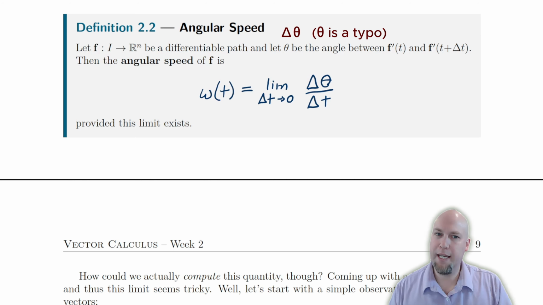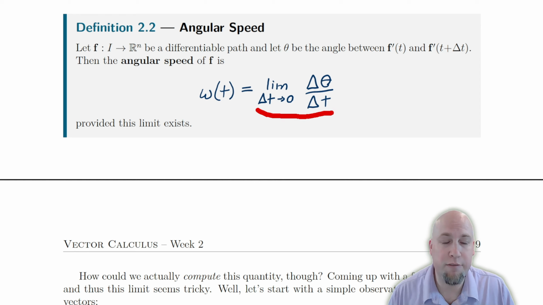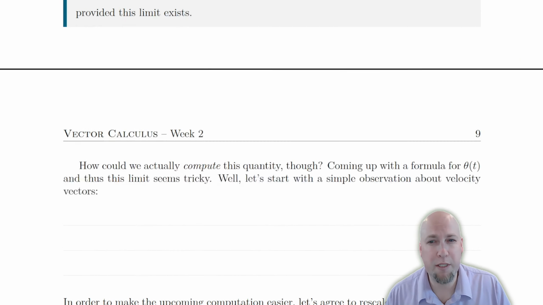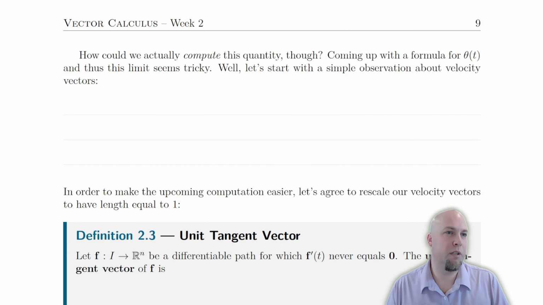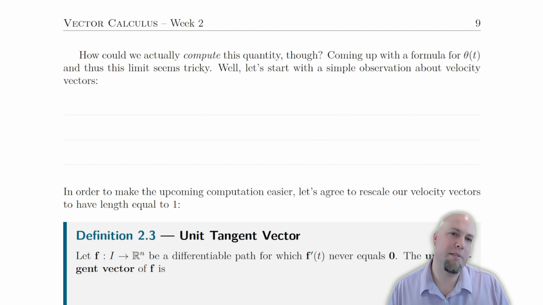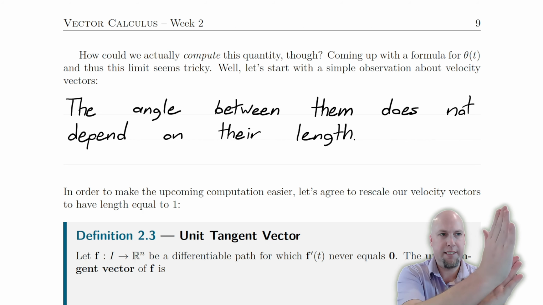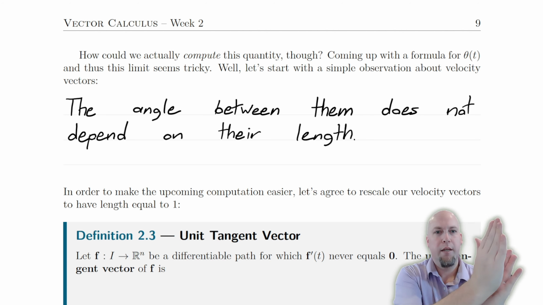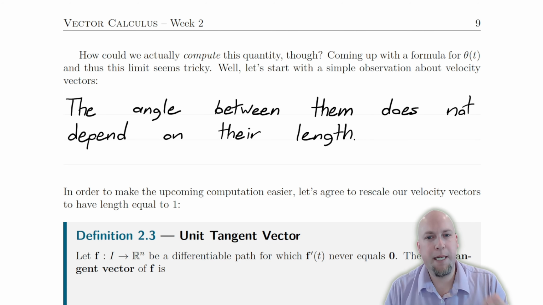We would love to be able to actually compute this thing. This limit, this definitional formula for it, is a bit of a nightmare to work with computationally. So let's come up with a formula that actually lets us compute it in practice. That's our goal in this video. But first, before we can get to that, we need a helper quantity. This helper quantity is going to be based on the observation that these velocity vectors that we're measuring the angle between, the angle between them doesn't depend on how long they are.